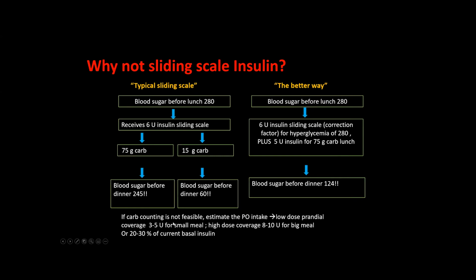So if carbohydrate counting is not feasible, which is the case most of the time, you can estimate the oral intake. So you can throw in some number, 3 units or 5 units for a small meal. And if you suspect the patient is eating high carbohydrate, you can give 8 to 10 units for a big meal. Or like I said, you can use 20 to 30% of the current basal insulin to cover the prandial coverage.